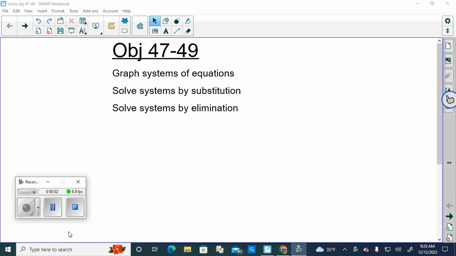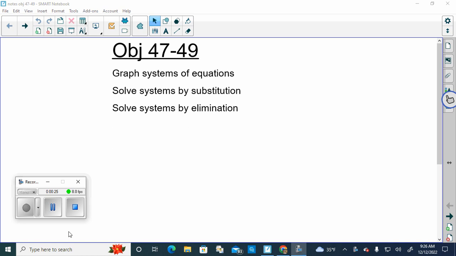Okay, this section, we're back to graphing. There's just a few of them, and then the rest are solving by substitution elimination. So the graphing systems of equations, what you're going to see in this section is either they wind up being the same line or that they wind up being parallel to each other.